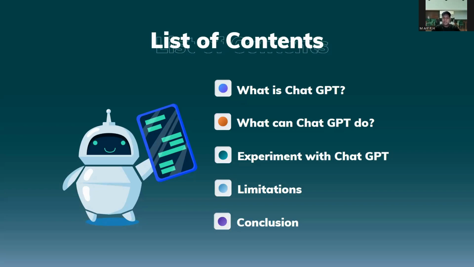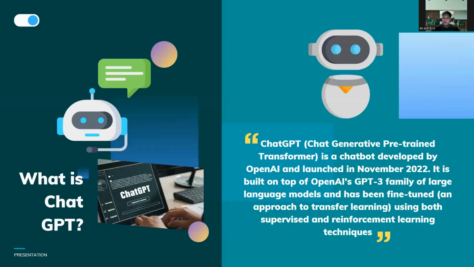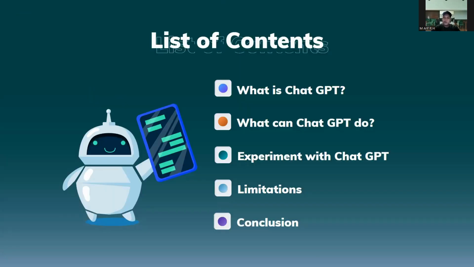So, the list of contents is as follows. The first one is what is ChatGPT, and then what can ChatGPT do, and we will do some experiments with ChatGPT in Google Cloud, its limitations, and finally its conclusions.